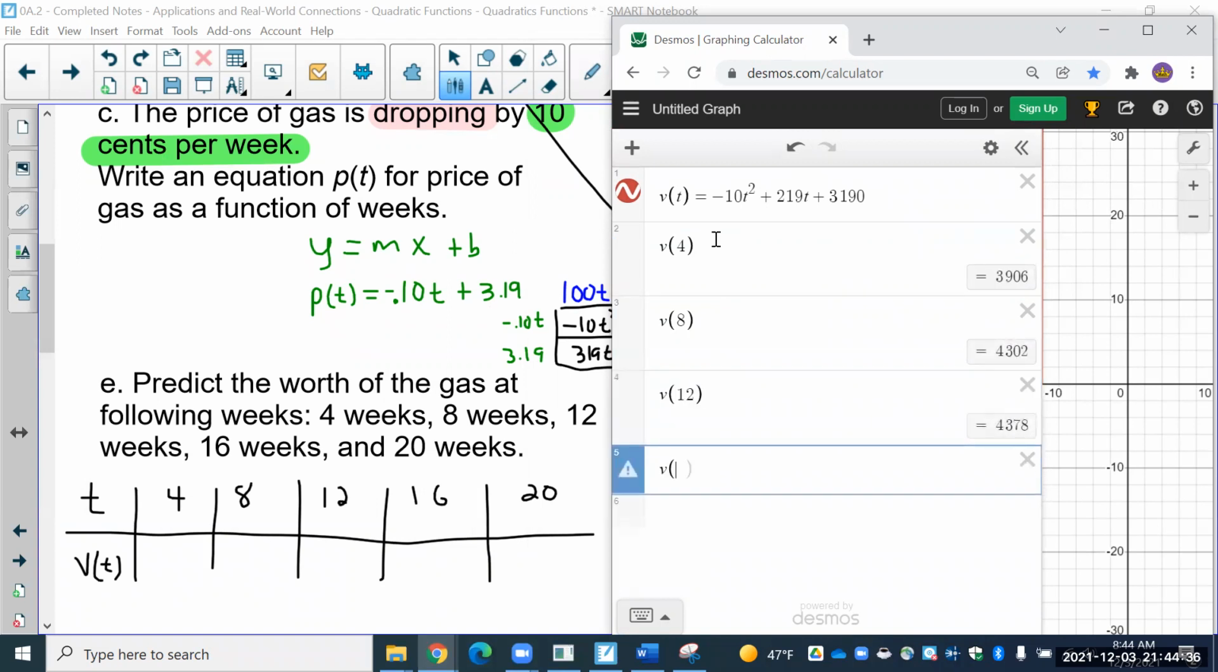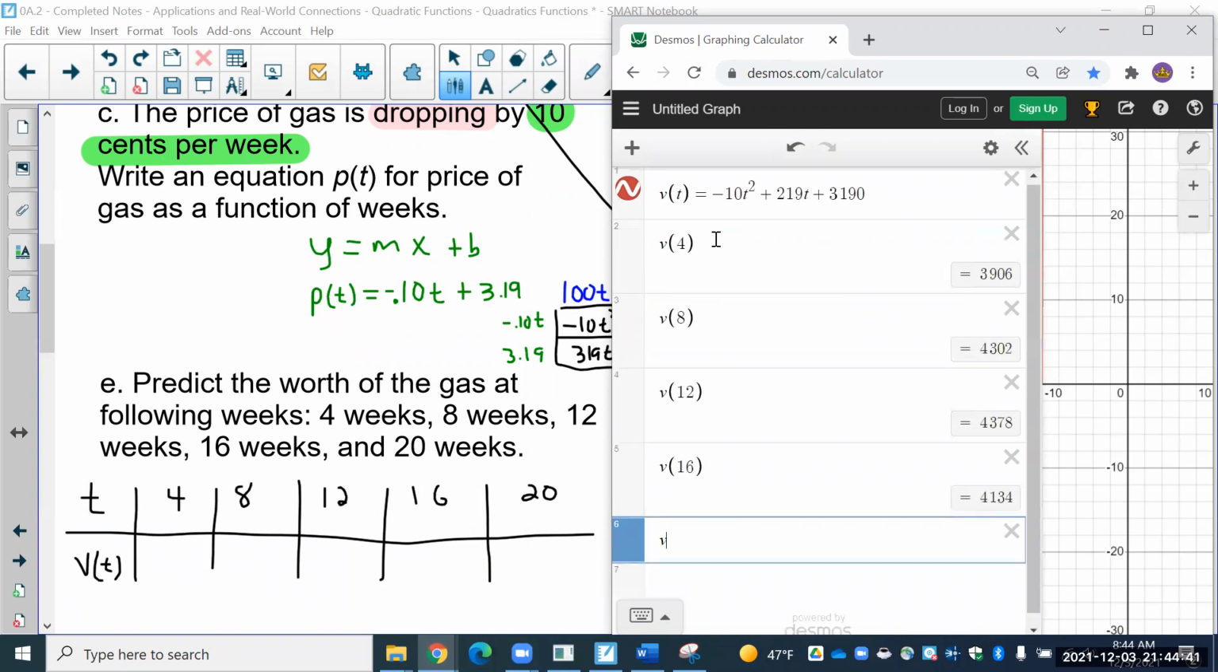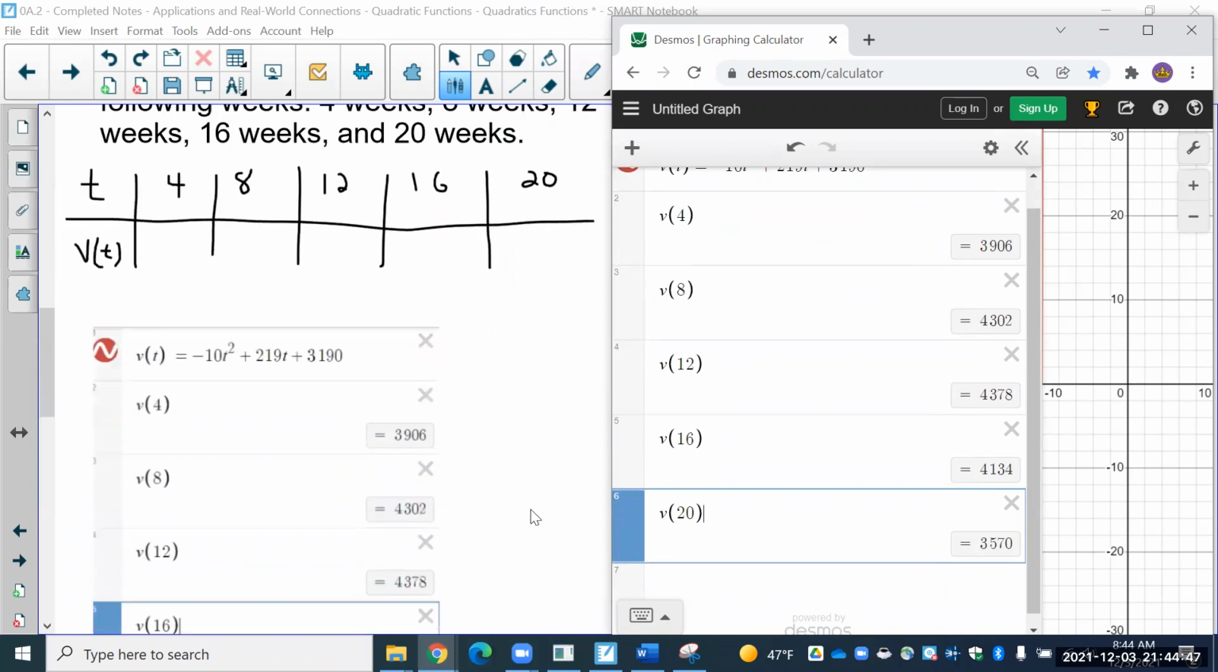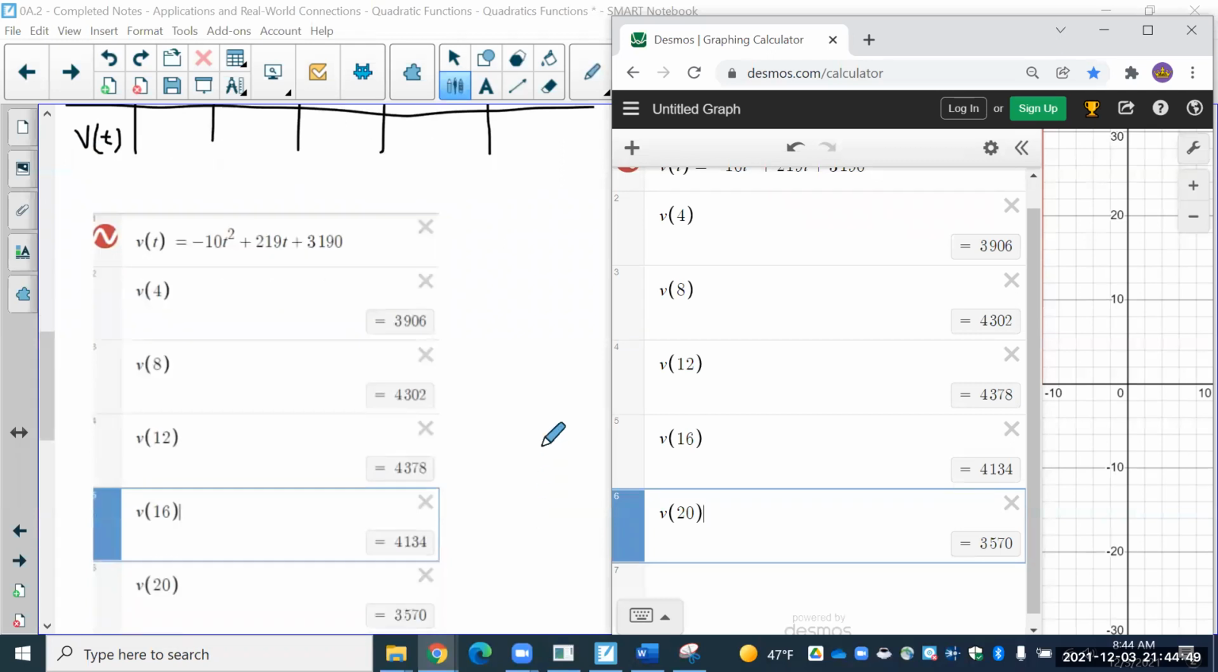What is v of 16? Just don't make any typos. And then what is v of 20? And you can check to see if you made any typos, and those are the answers. Okay, and I have a nice little screenshot of that right here so that we can write it in there.